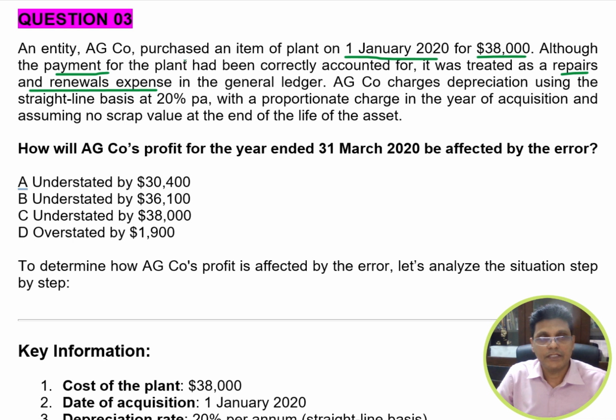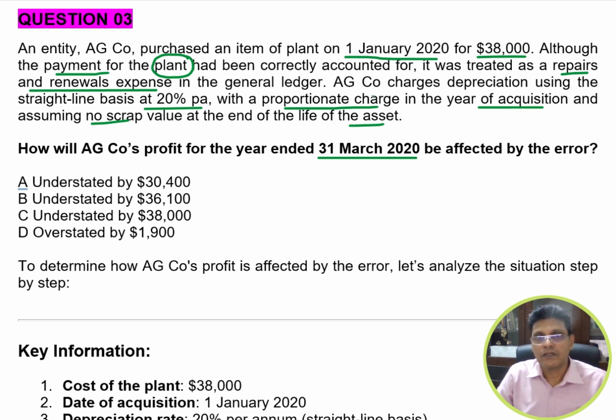Okay, so the AG company has purchased a plant. It's a fixed asset. However, it has been treated as repairs and renewal expense in the general ledger. AG company charges depreciation using the straight line basis at 20% per annum, with a proportionate charge in the year of acquisition and assuming no scrap value at the end of the life of the asset. How will AG company profit for the year ended 31st March 2020 be affected by the error?